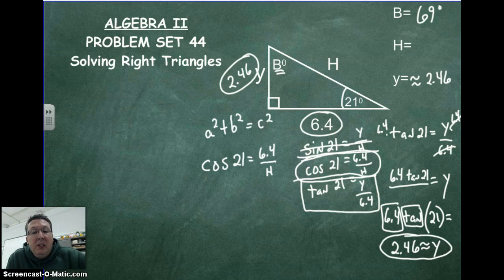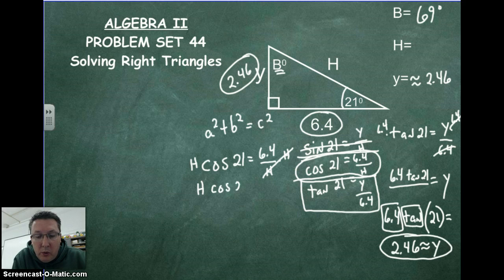Now, to solve this one for h, this time our variable is in the denominator. So I want to bring that up to the top first. So to do that, I'm going to multiply both sides by h. So I have h times the cosine of 21 equals 6.4. Now my goal is to solve for h, so my next step, I'm going to divide by cosine of 21.